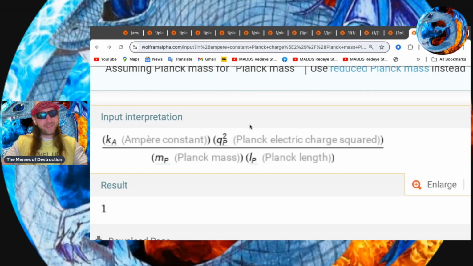Ampere constant times Planck charge squared gives you mass length, mass distance, or mass length of dimensions. So what happens when you multiply the Planck dimensions of mass and length, you get one. Duh. Okay. This is something that we assume to see.